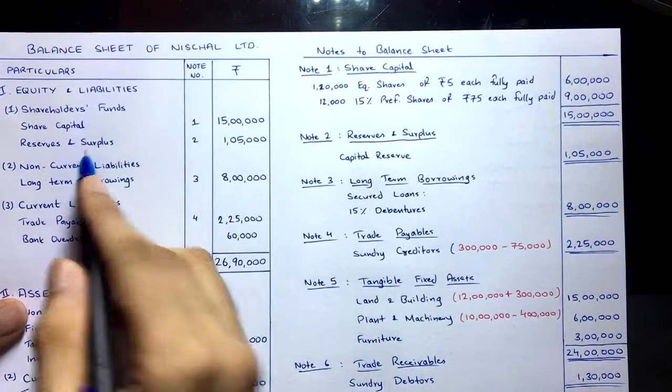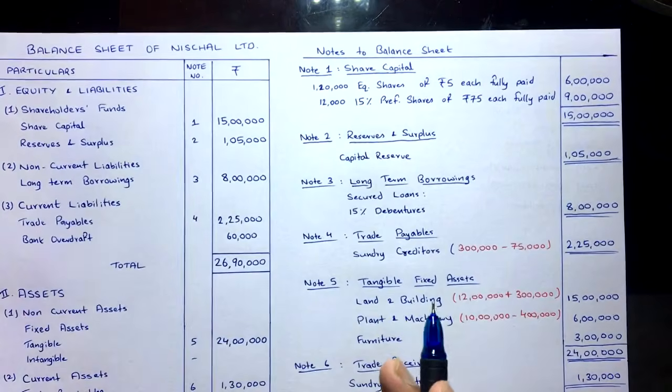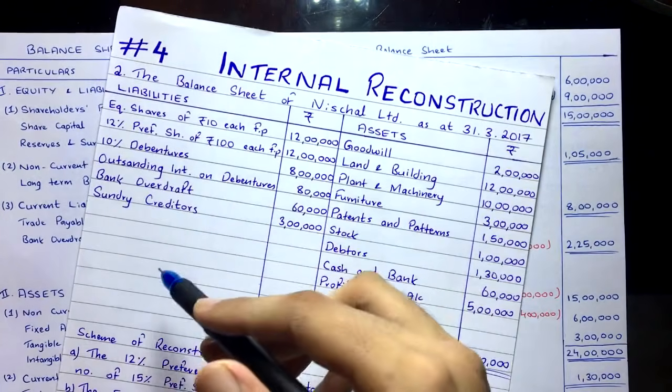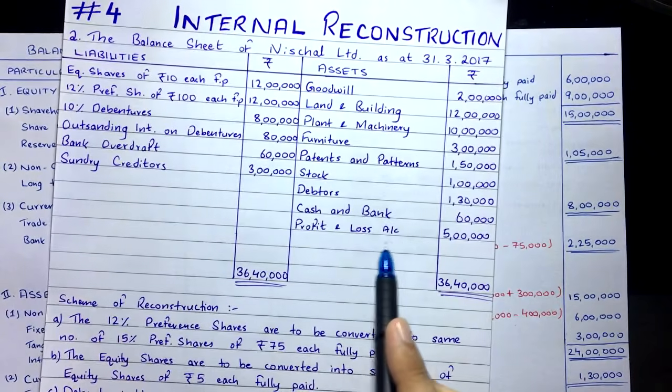Then reserves and surplus. So do we have any reserve in the old balance sheet? No, we don't have any reserves, right? Yes, we do have profit and loss here, that's a debit balance, right?